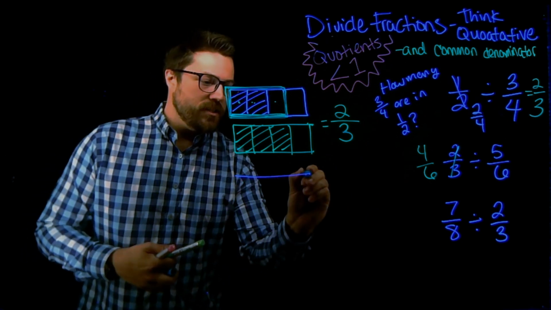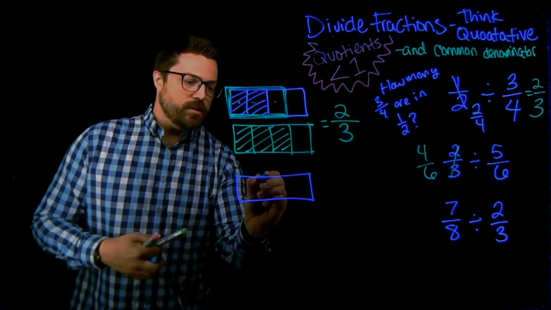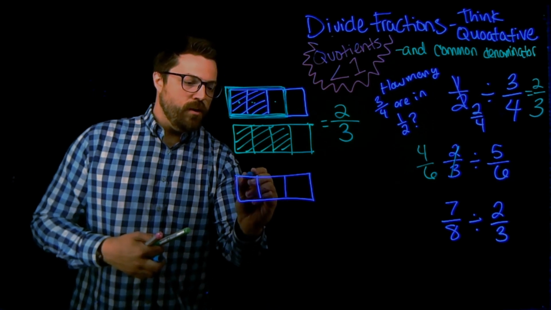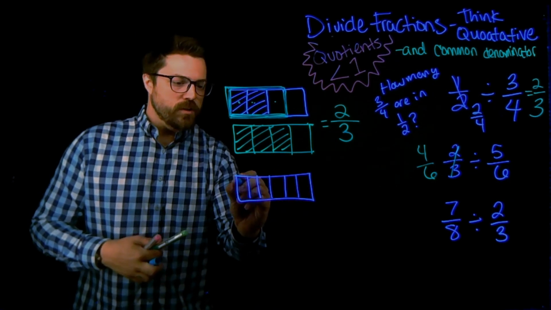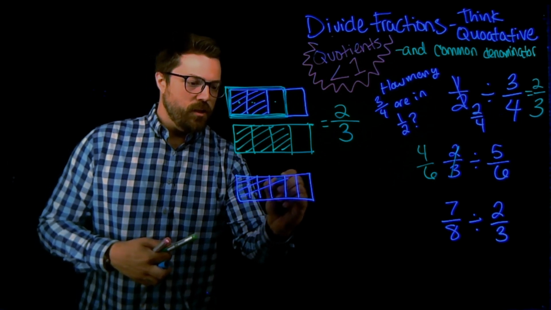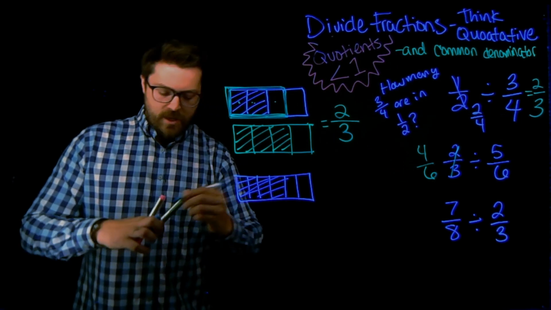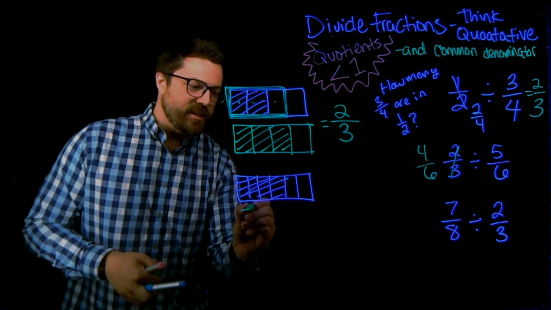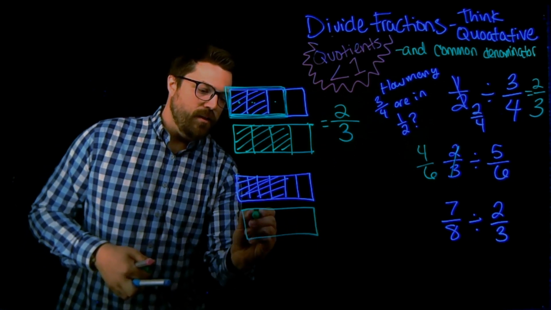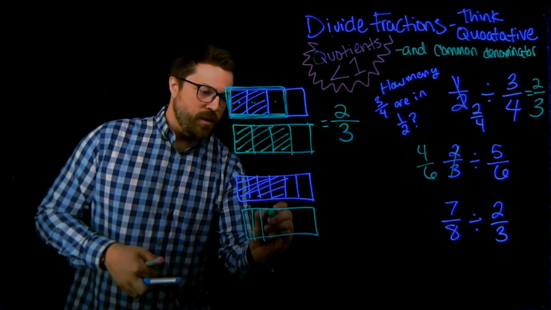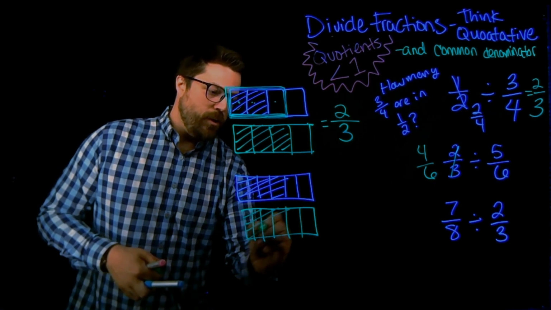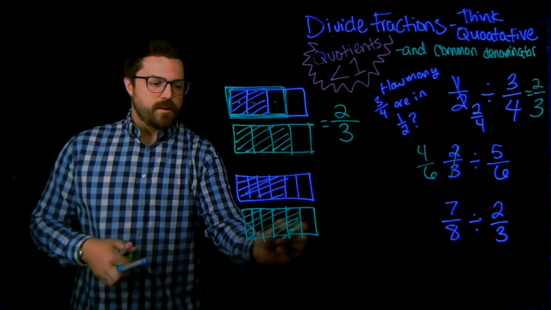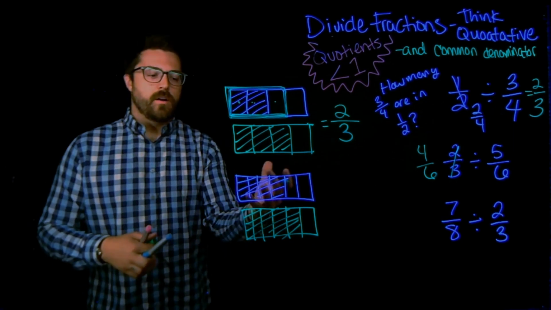So I'm going to draw 4/6. I'll start with thirds and then cut each of those thirds in half. So 4/6 is what we're starting with. And I want to know how many 5/6 are in that. Make sure my partitions all line up. How many 5/6, how many of this green are in the blue?